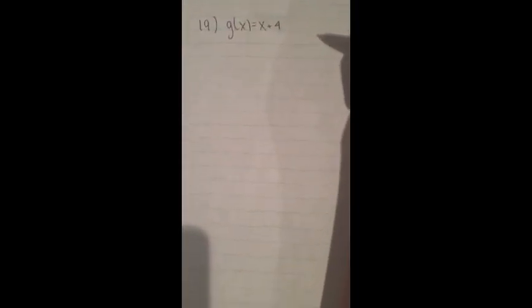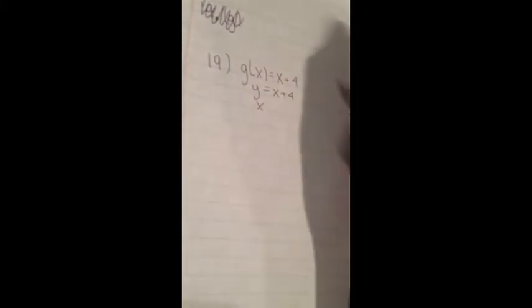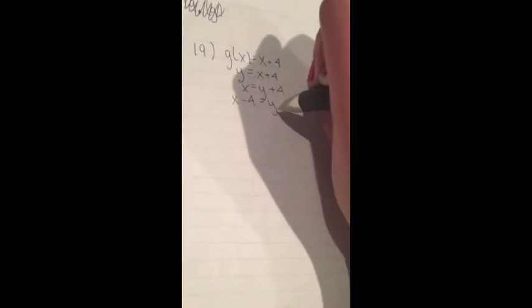Like solving any graphing problem, you first have to make sure that the equation is in slope-intercept form. So to do that, you replace g of x with y. The equation turns into y equals x plus 4. From there, you switch x and y. So now the equation is x equals y plus 4. You then have to solve for y. So to do so, you move the positive 4 to the other side. X minus 4 equals y.